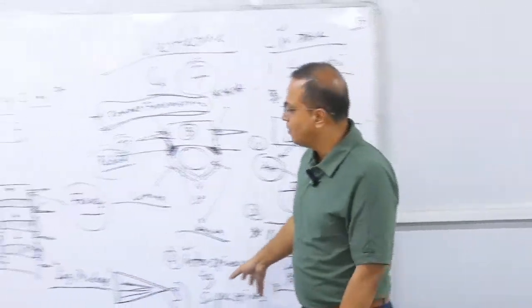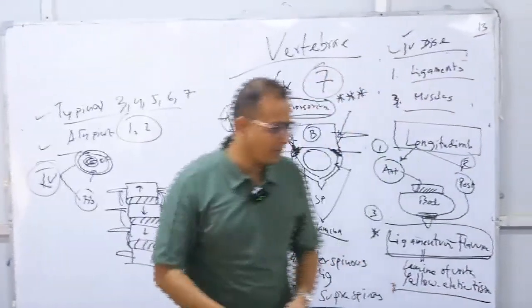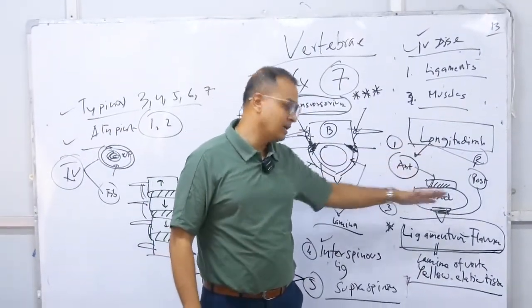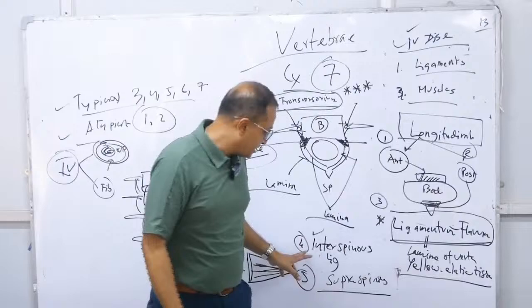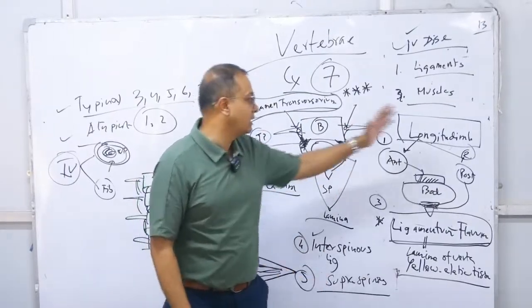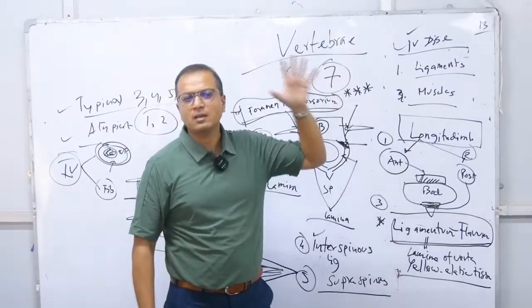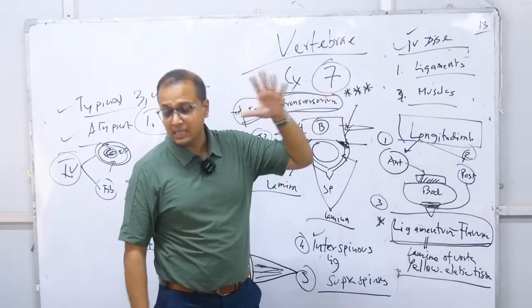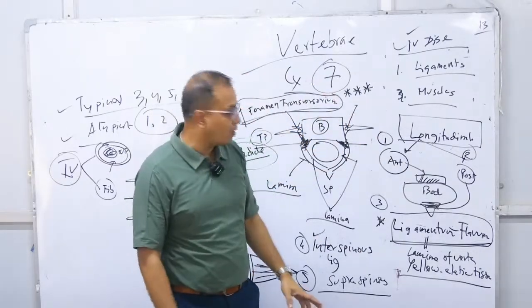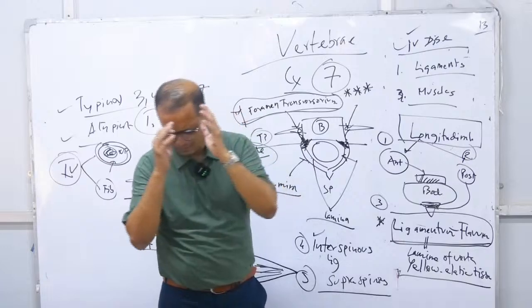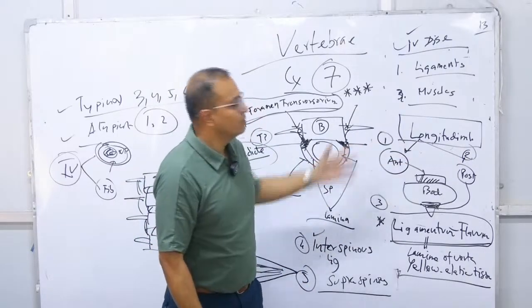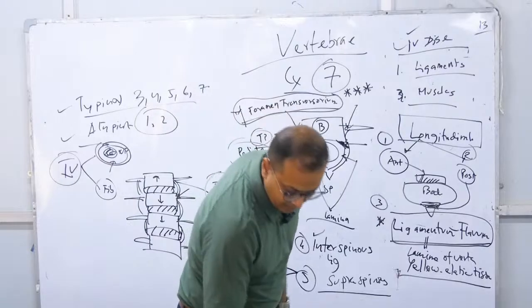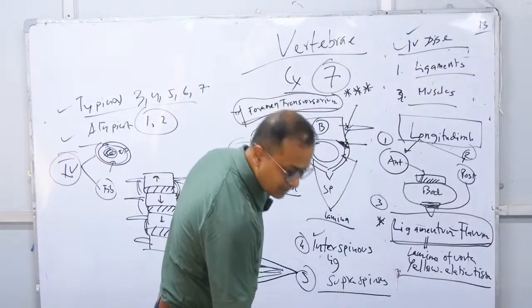Now you can forget about ligamentum nuchae because we do not have any anatomical landmark for it. But the longitudinal ligaments, ligamentum flavum, interspinous and supraspinous, these basic ligaments are present all over the vertebral column. So these 5 ligaments are there in each and every segment of the vertebra, and we have to remember them. The ligaments are done. Then we have the muscles.